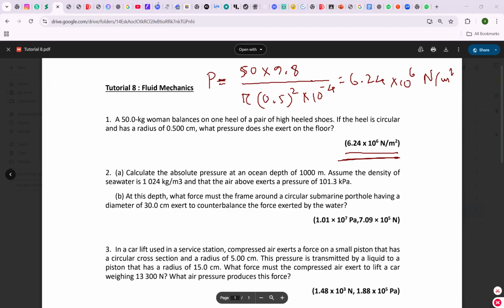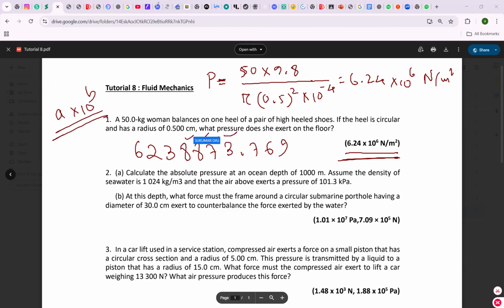Yes, 6.24. You have to round it off. 623,8873.769. Write it down in scientific notation. Scientific notation means A times 10 to the power B. You have to write like this. So 1, 2, 3, 4, 5, 6. There are 6 zeros, so 10 to the power 6. And this one will be 6.24. Understood? Okay. Yes, you got the answer.